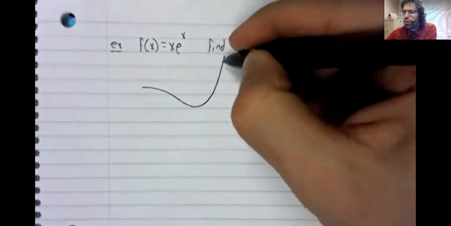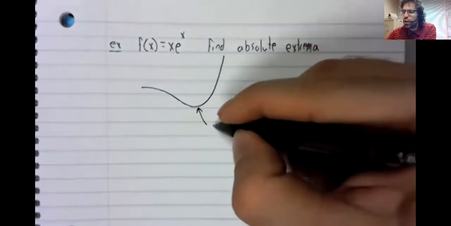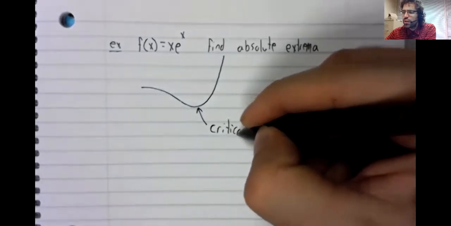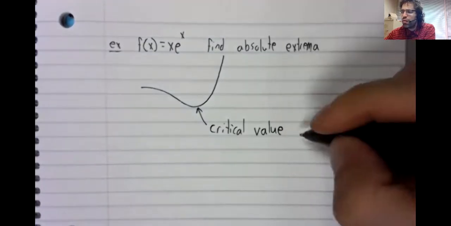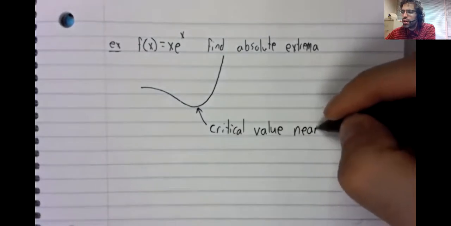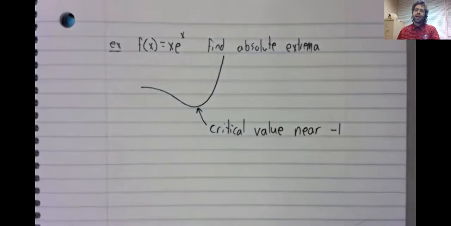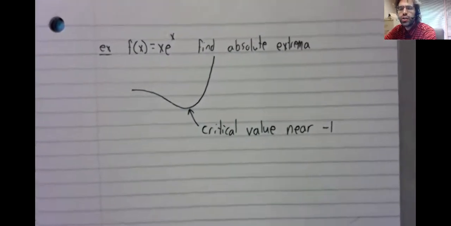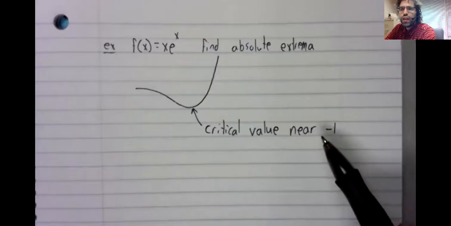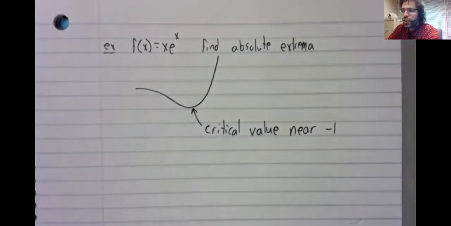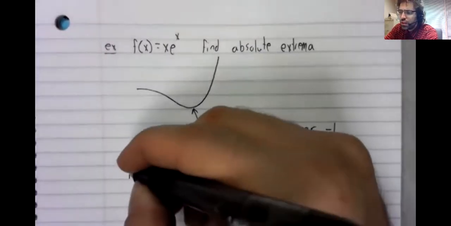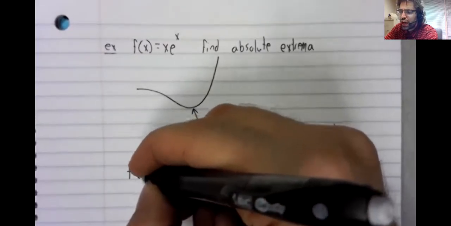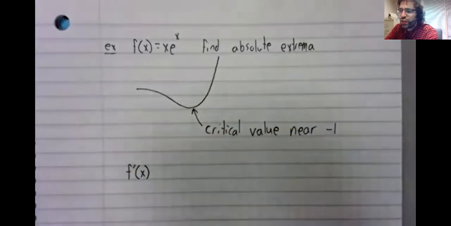Well, it's helpful in as much as we do know that local minima occur at critical values. And we see from the graph that this absolute minimum is near -1. So if there's a critical value near -1, that'll be what we're looking for. To find critical values, we'll take the derivative.